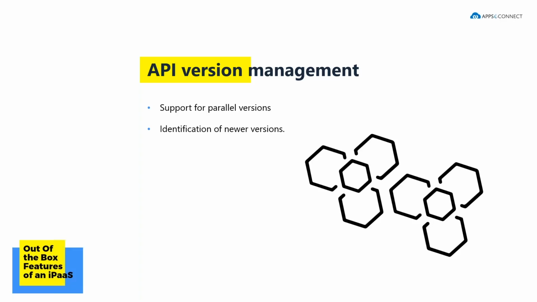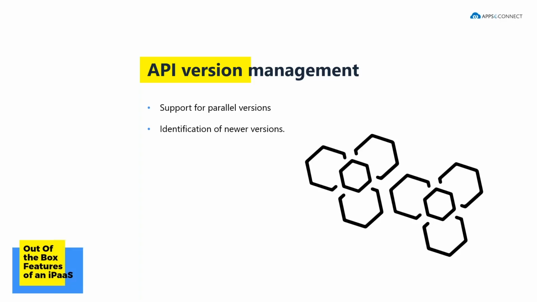Automation of version 1 to version 2 and also notification of new API version is also an important feature of an iPaaS platform. For instance, some iPaaS platforms provide detailed notification on the workflows which will be compromised due to an API update on the application side.